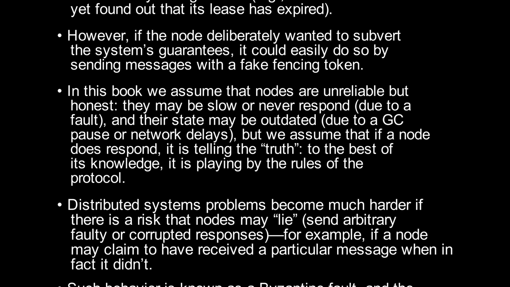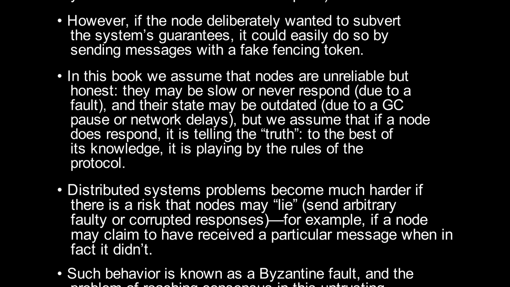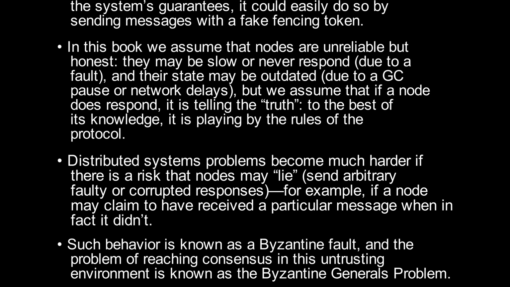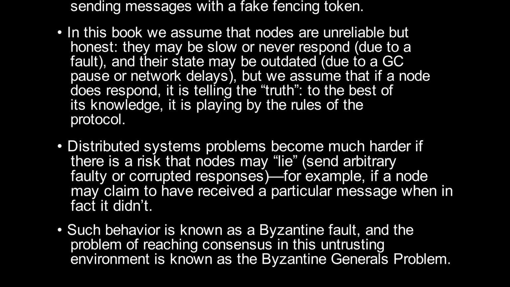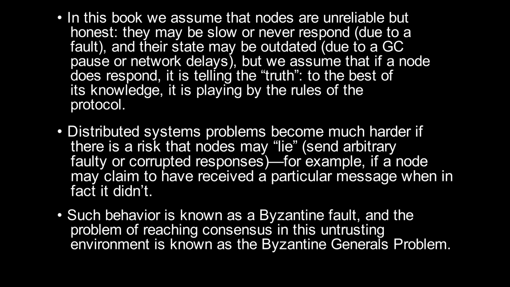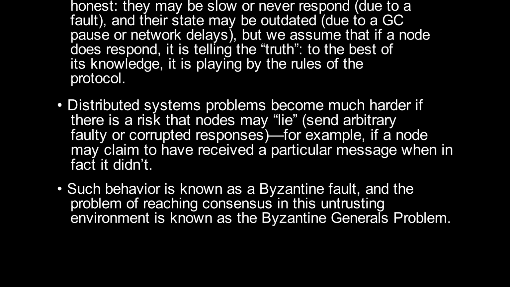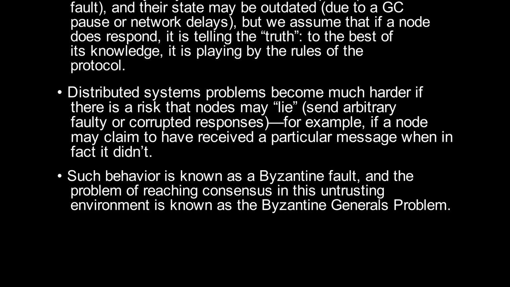Distributed systems problems become much harder if there's a risk that nodes may send arbitrary faulty or corrupted responses, for example if a node may claim to have received a particular message when in fact it didn't. Such behavior is known as a Byzantine fault, and the problem of reaching consensus in this untrusting environment is known as the Byzantine Generals Problem.